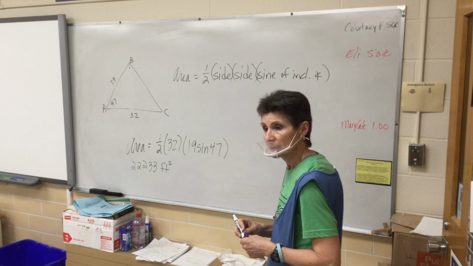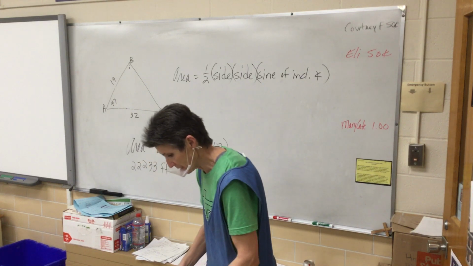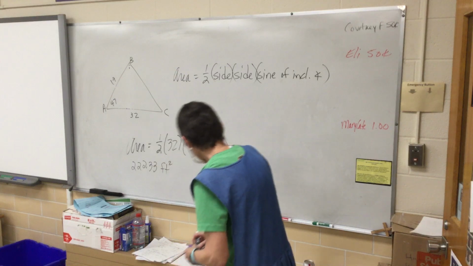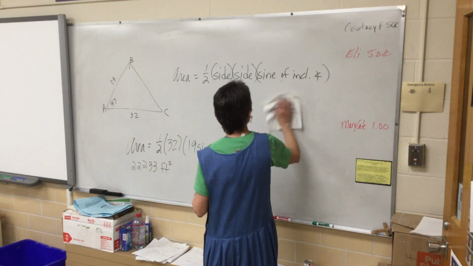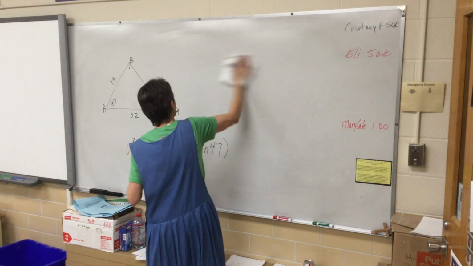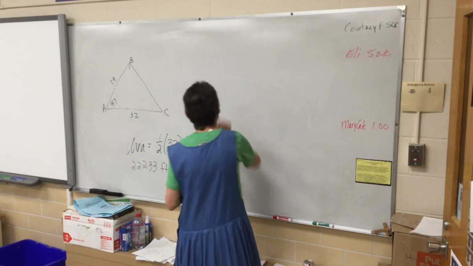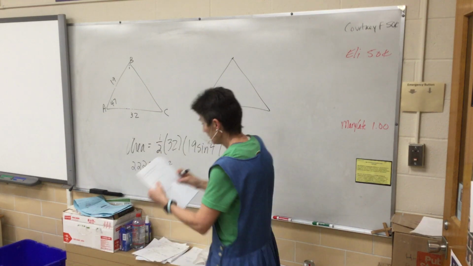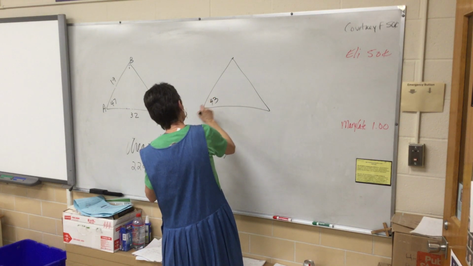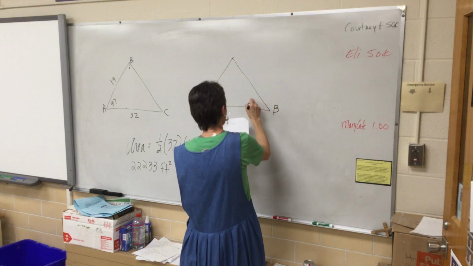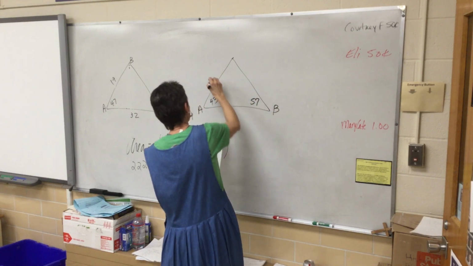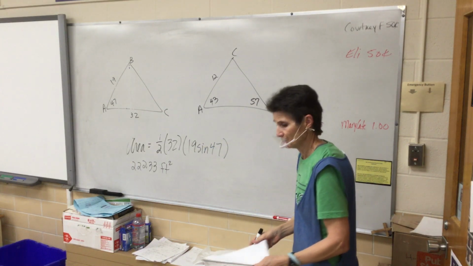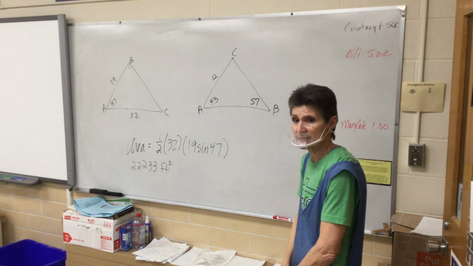Okay? I promise, 2 more problems and we're done. Let's look at B. So what do we have? Given angle A is 43, angle B is 57, and side B is 12. Oh, crap. This one's not as easy, is it?